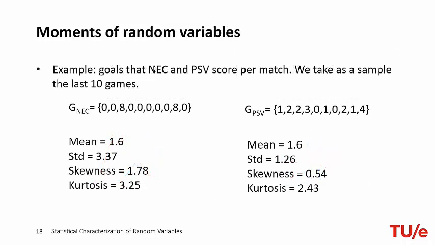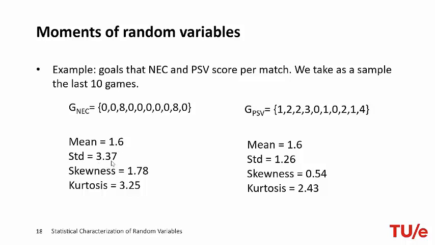Let's look again at the example of the number of goals scored by NEC and PSV per match, and the case where we look at the last 10 games. So we're looking at 10 observations. Suppose we want to make a prediction for the next game. If we only look at the sample mean, we don't know much about the behavior of NEC and PSV because both these teams score on average 1.6 goals.